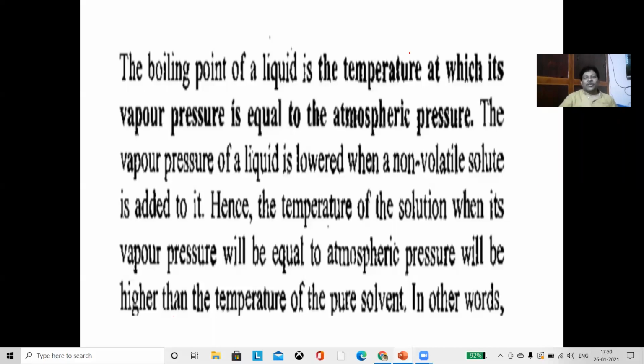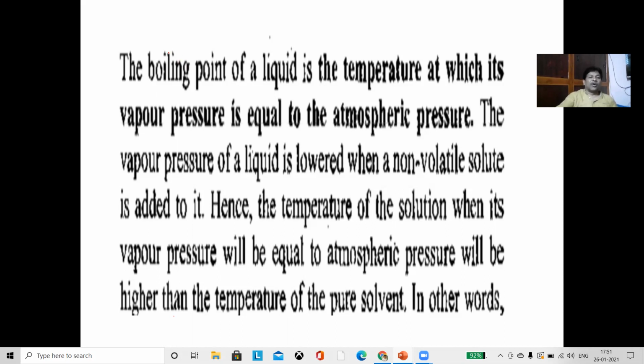Hello everyone. Today we are going to discuss another colligative property of solutions. Already we have discussed different types of colligative properties of dilute solutions, such as relative lowering of vapor pressure, second, elevation in boiling point, third, depression in freezing point, and the fourth one is osmotic pressure. The first one we discussed, relative lowering of vapor pressure, otherwise lowering in vapor pressure. Lowering in vapor pressure or relative lowering of vapor pressure, either one is the same.